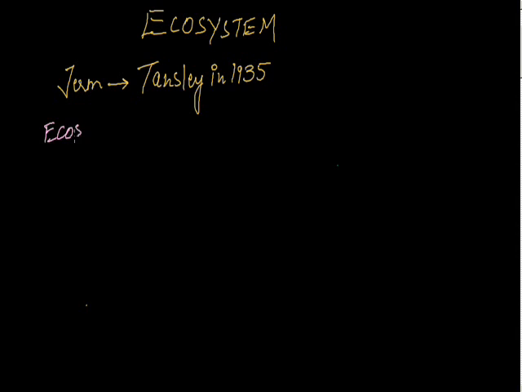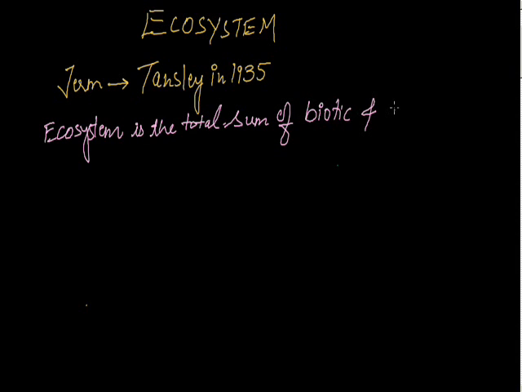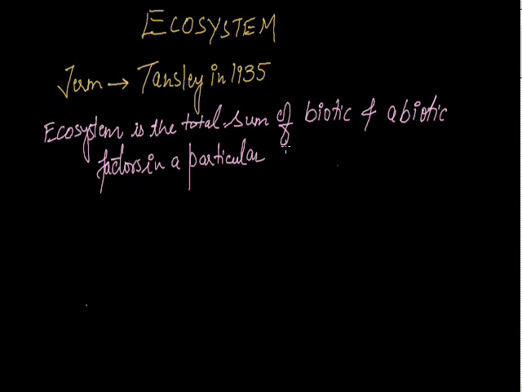An ecosystem is the total sum of biotic and abiotic factors. When they combine, they form an ecosystem in a particular place. Both components of the ecosystem are interlinked and interdependent.